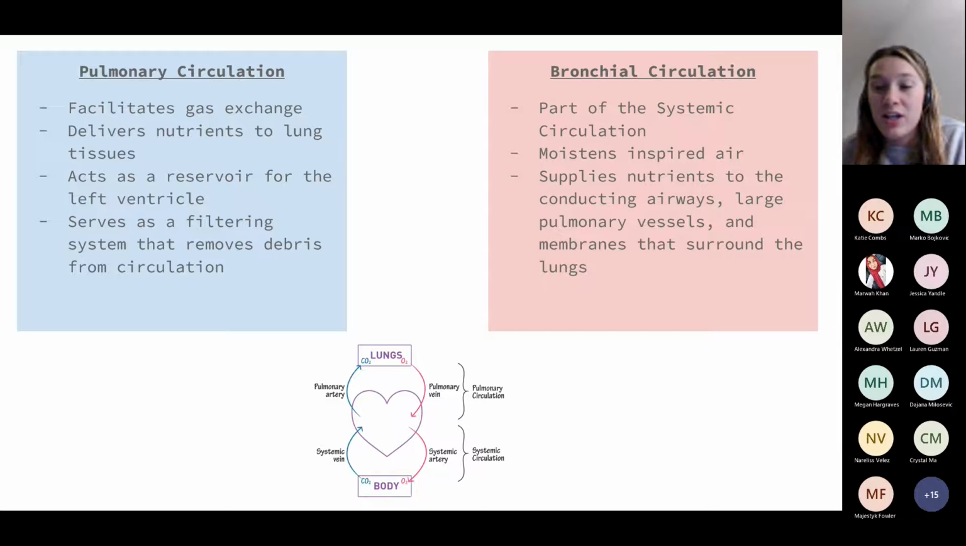So when you just think pulmonary circulation, really think of your lungs and your alveoli. Now, when we talk about bronchial circulation, this is more part of our systemic circulation, and it works a little bit more in depth into the body. I would pay special attention to our pulmonary circulation.